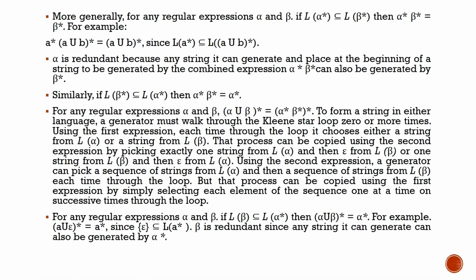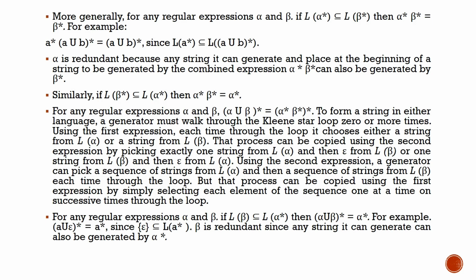Then next, if we have two expressions, one is alpha and the other is beta, wherein the language accepted by alpha star is a subset of the language accepted by beta star, then its concatenation, alpha star concatenated to beta star, can be written as just beta star. Let us take one example.